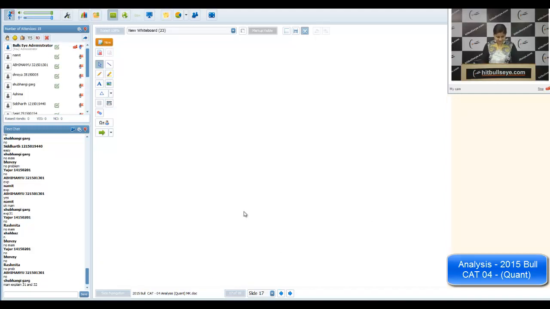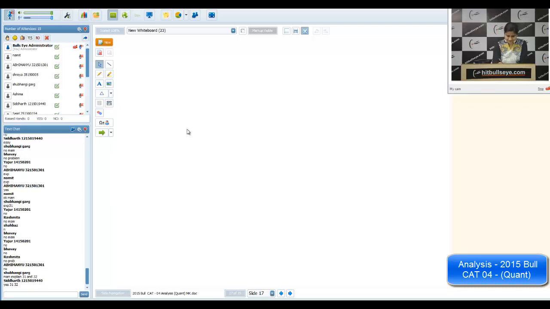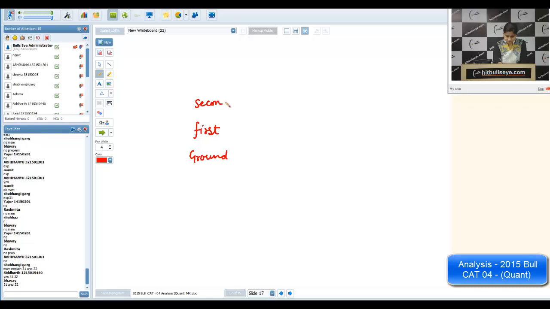So all the answers are changed. Only the first question's answer is changed. Otherwise, in both the cases, the other two questions have the same answer. These two cases are: we have ground floor, we have first floor, and we have second floor.